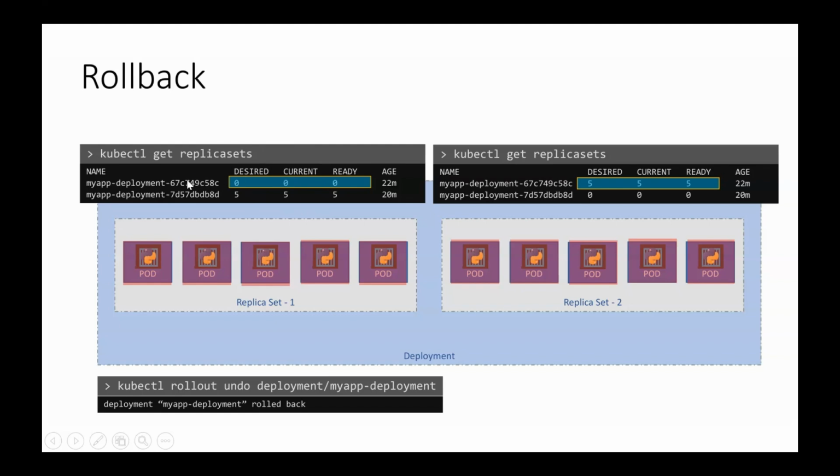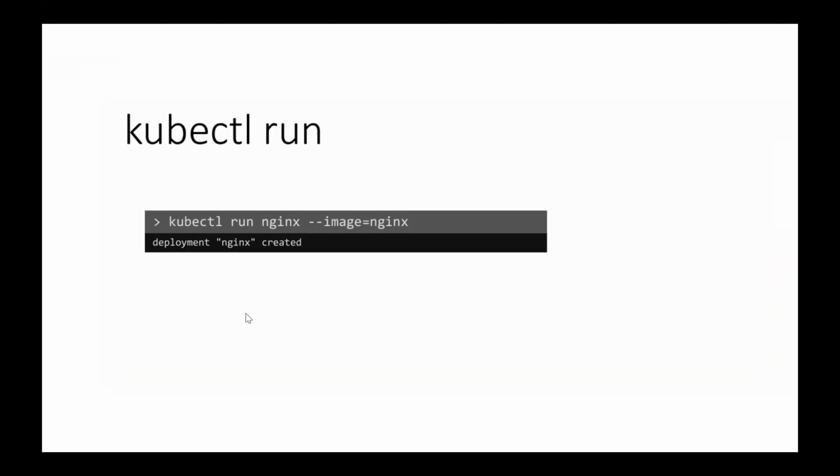So in this first diagram you can see we have 0 pods in the first one, the replica set starting with 67C. After running this command, you can see we have 0 pods in the second replica set, and in the 67C replica set we have 5 pods. So this way our application is now rolled back. You can understand how easy it is to roll back your deployments in Kubernetes. Just by one command, you have successfully rolled back your application to the previous version.